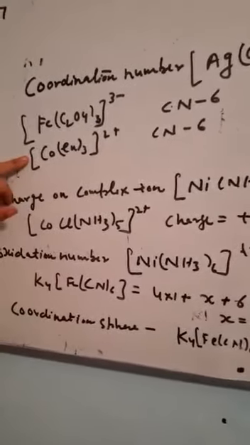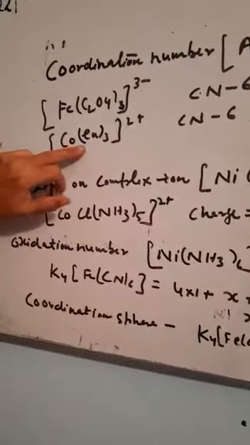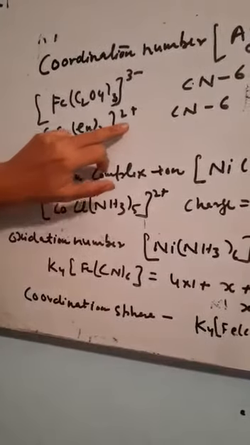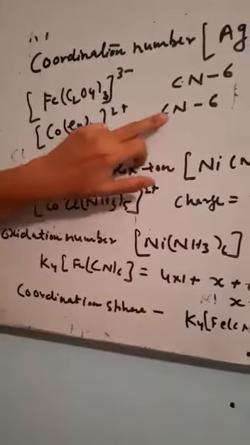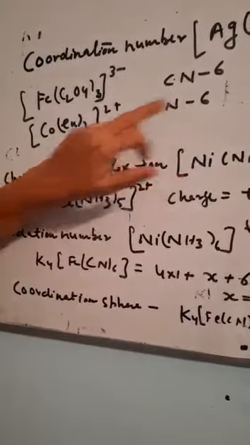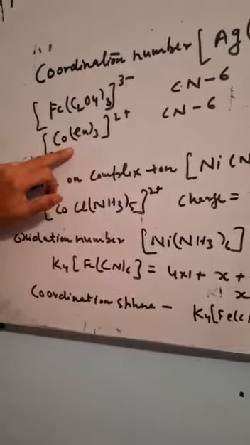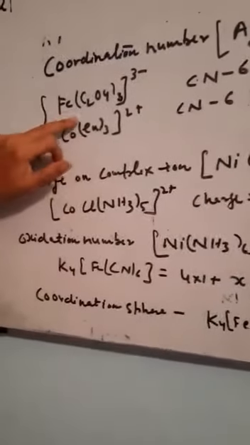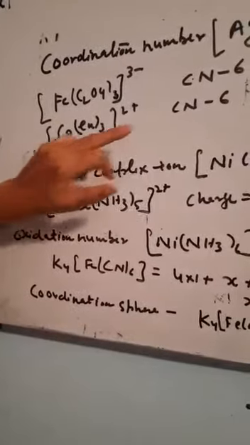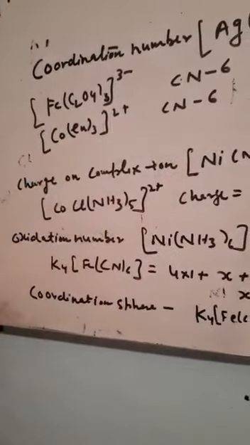Similarly, in the case of [Co(en)3] with 2 positive charges, the coordination number is 6 because en is a didentate ligand. There are 2 donor nitrogen atoms, so the coordination number is 6.